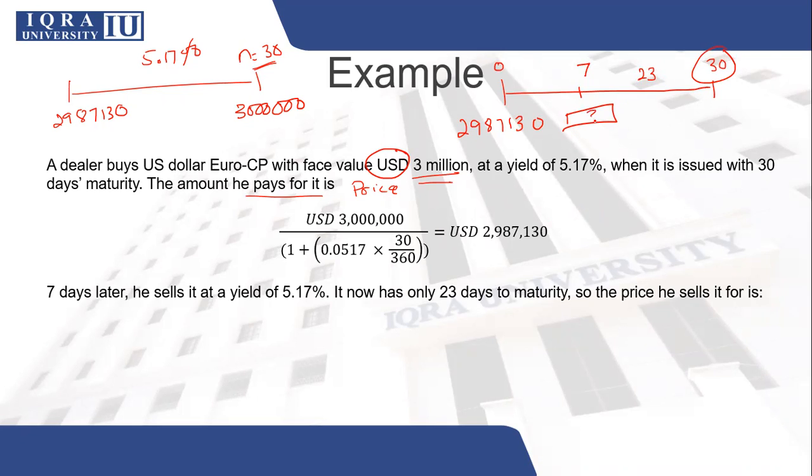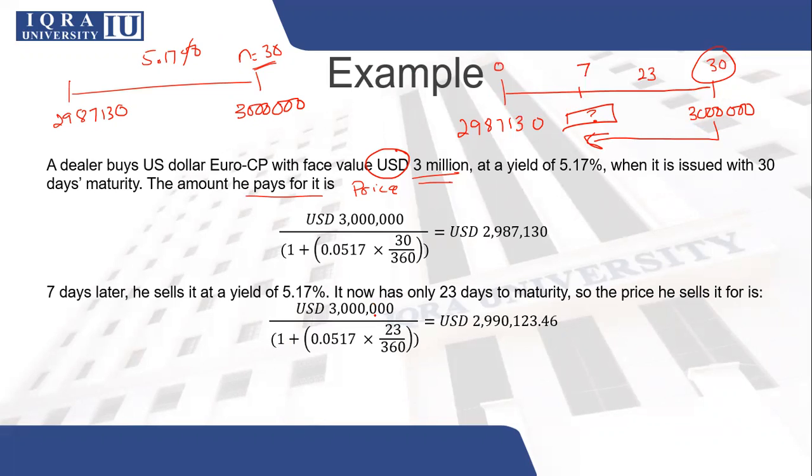for the commercial paper to mature, to complete its 30 days tenure. So now you need to find out the price over here. You can do it in the same way. So this is your maturity proceed. This is the face value. But instead of discounting it to time 0, which you did over here, now you need to discount it back by 23 days. So you will find out what is the present value at the 7th day. So if I do this calculation, that means same face value, same rate, I will just change this to 23 now. So this is the price at this time period, 2990123.46.